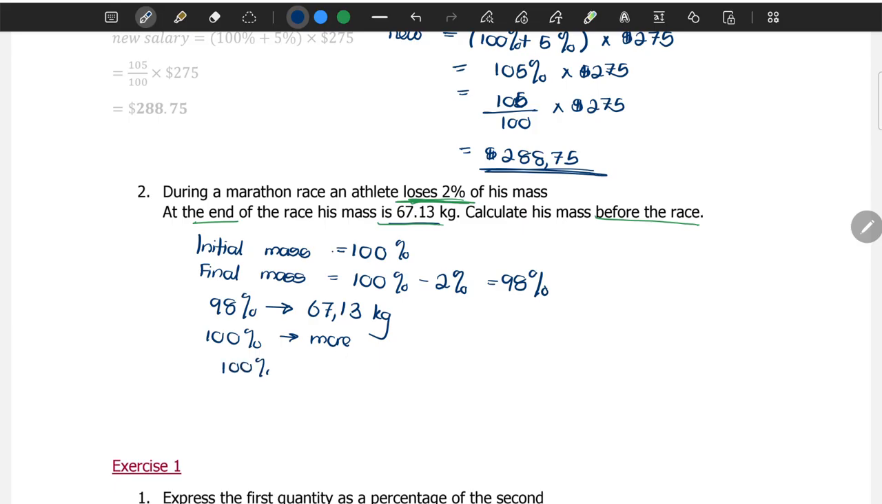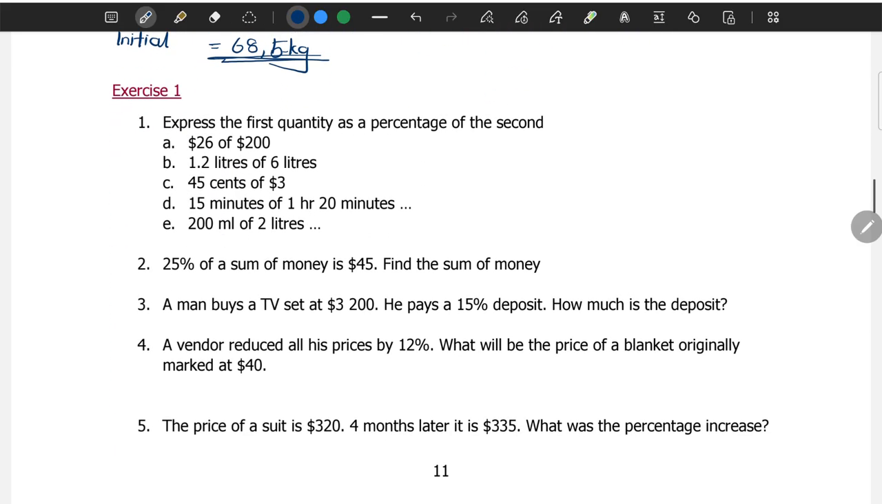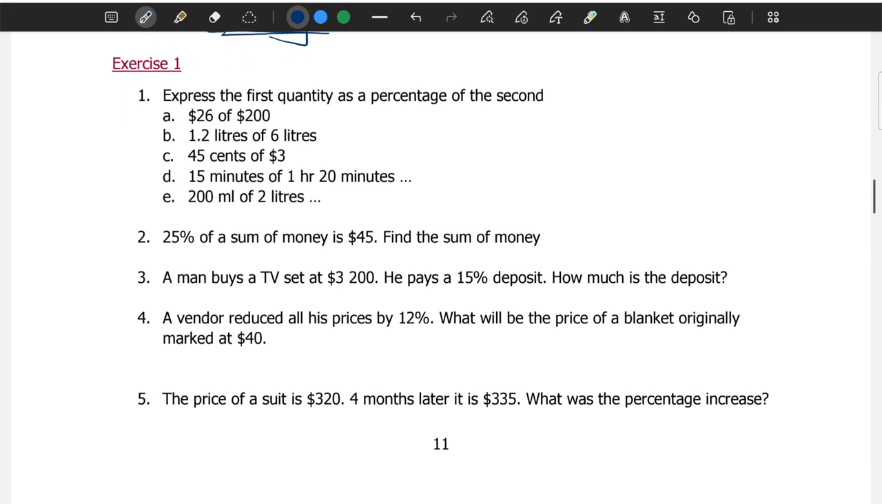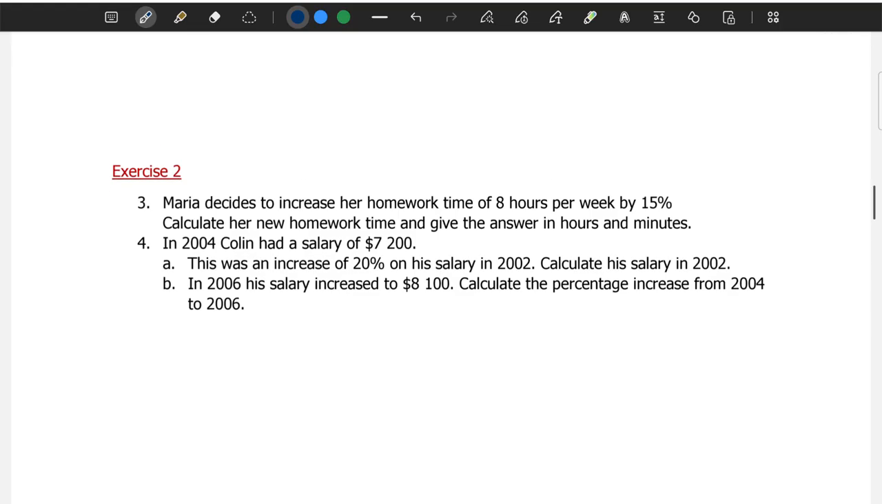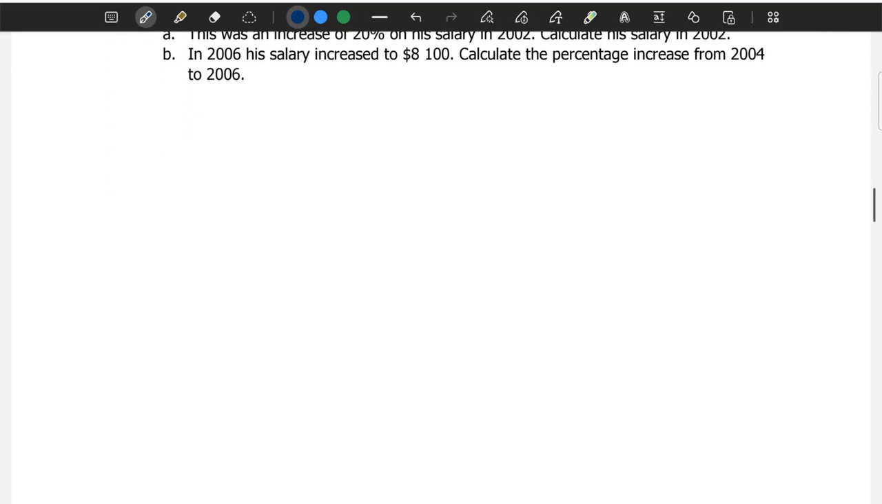So that's going to be 100% over 98% times 67.13 kg. And that gives us 68.5 kg. So that is the initial mass. And you can give a try to this worksheet, which also gives more practice questions on increase and decrease in various ratios. And exercise 2 as well also does that.